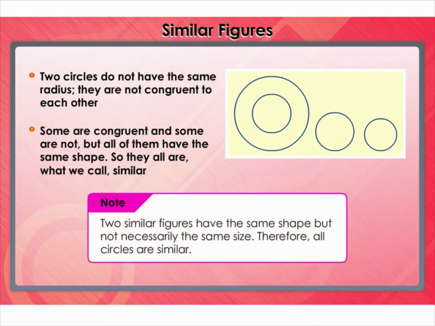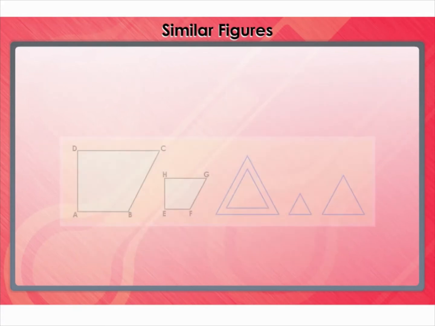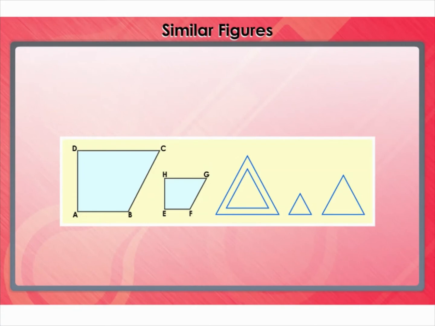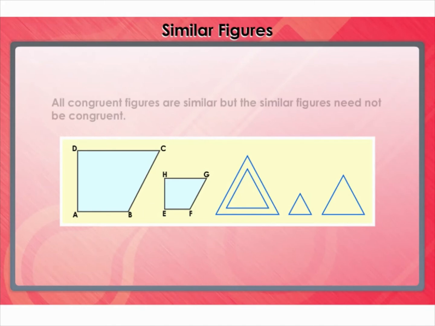Note, two similar figures have the same shape, but not necessarily the same size. Therefore, all circles are similar. As observed in the case of circles, here also all quadrilaterals are similar and all equilateral triangles are similar. From the above, we can say that all congruent figures are similar, but similar figures need not be congruent.